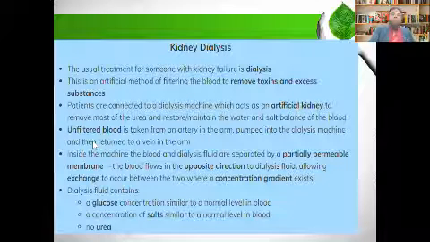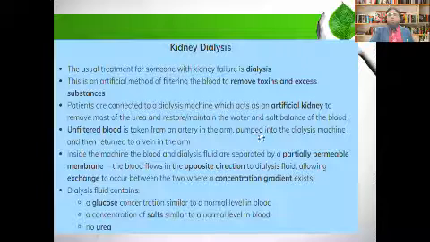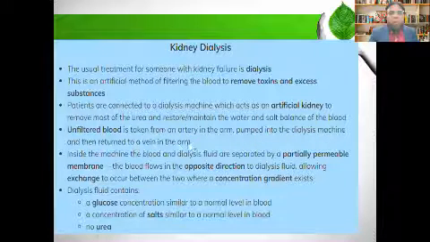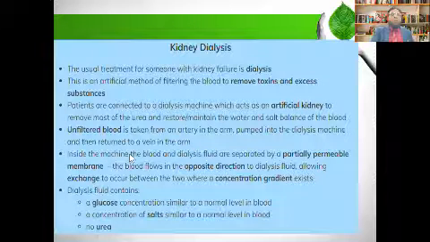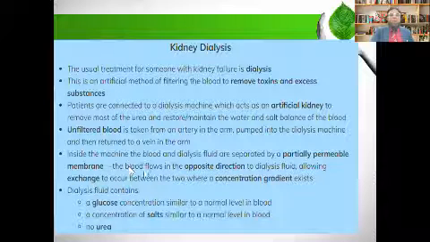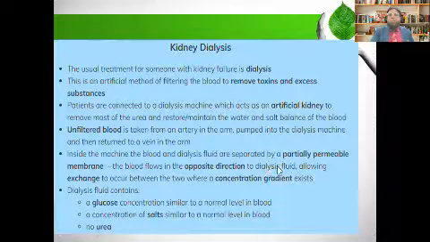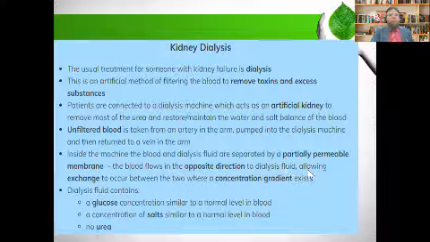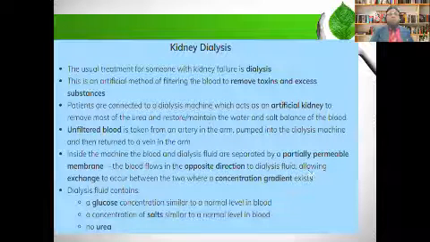Then unfiltered blood is taken from the artery in the arm, pumped into the dialysis machine, and then returned to a vein in the arm. Inside the machine, the blood and dialysis fluid are separated by a partially permeable membrane. The blood flows in the opposite direction to the dialysis fluid, allowing exchange to occur between the two where concentration gradients exist.